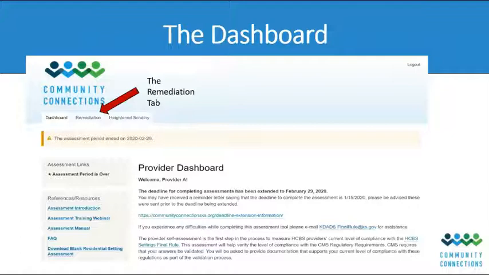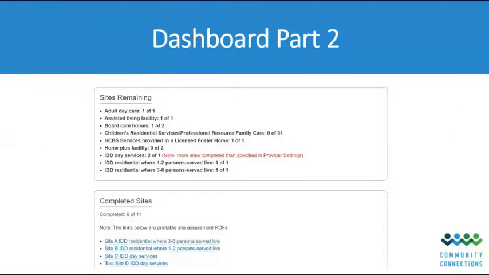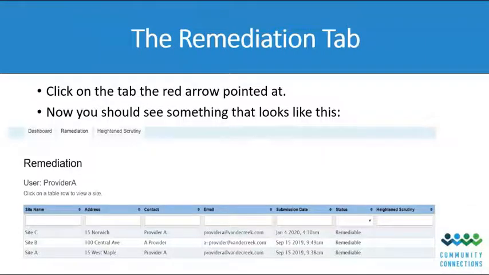Everything on this dashboard pertains to the self-assessment, which is closed. So you are going to go to your dashboard and then click Remediation. This is just the second half of your page. So now you've clicked the Remediation tab. The Remediation tab is very vaguely highlighted, and you'll see something that looks like this. You'll get your name, you'll get all the sites that you need, as well as some email. You'll have the dates of submission. You'll see that these things have been set to remediable, which is a fantastic word to say a bunch of times. And you'll also see whether you are in heightened scrutiny or not.